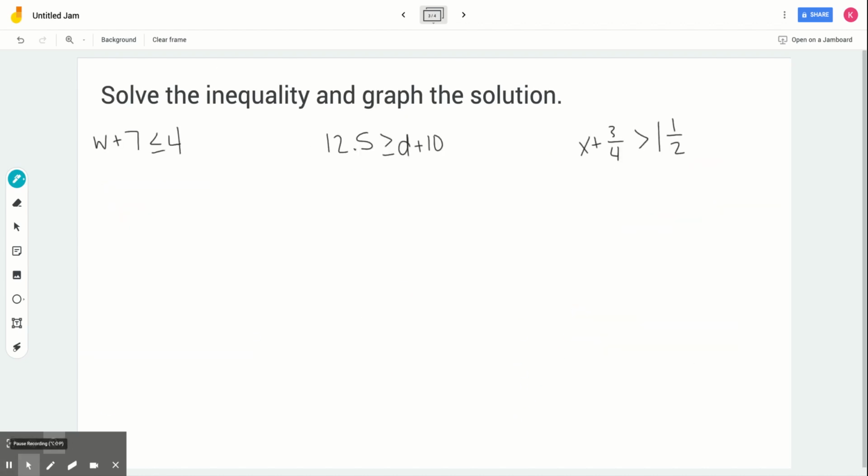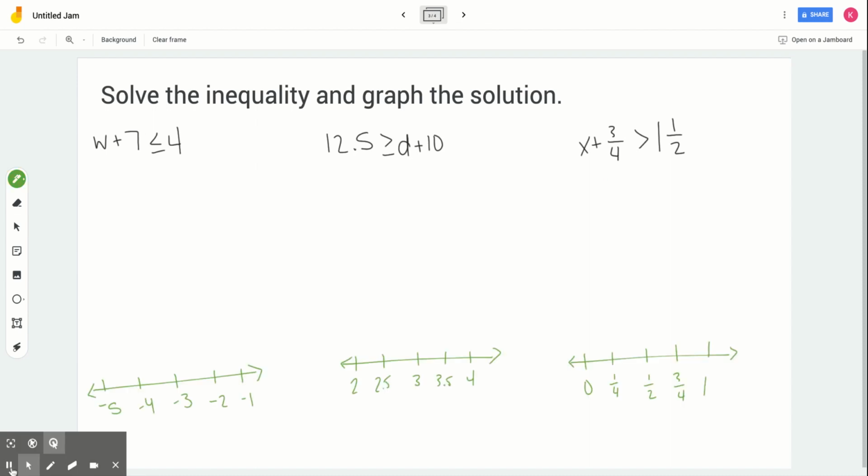Go ahead and try the next 3 on your own. Now that you've had a chance to look at these, we're going to go ahead and solve these together. So the opposite of adding 7 is to subtract 7. 4 take away 7 is negative 3. W is less than or equal to negative 3. Less than or equal to gets a closed circle. Less than shades to the left.